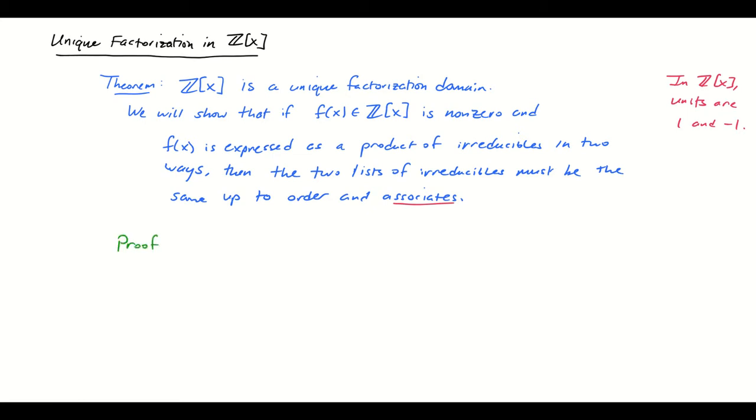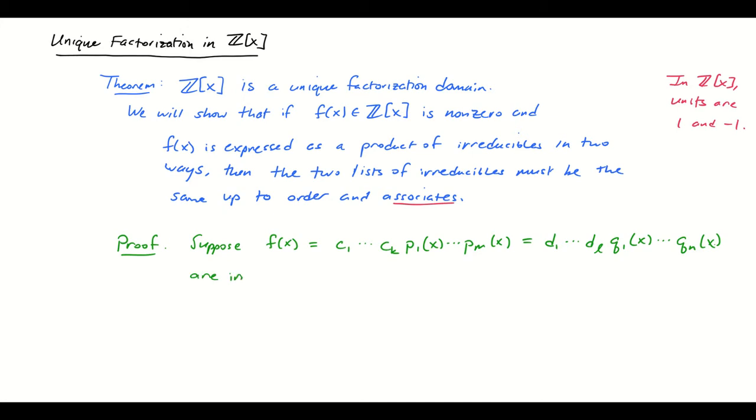So one thing I'm going to do here is use a strategy similar to what I used in the last video, which is to consider numerical factors, that is polynomials of degree 0, and polynomials of degree greater than 0 separately. All right, so let's suppose f(x) is equal to c1 through ck times p1(x) through pm(x), and is also equal to d1 through dl times q1(x) up through qn(x). Let's suppose these are two irreducible factorizations of f. And as always, I don't mean that the factorizations themselves are irreducible, I mean factorizations into irreducibles.